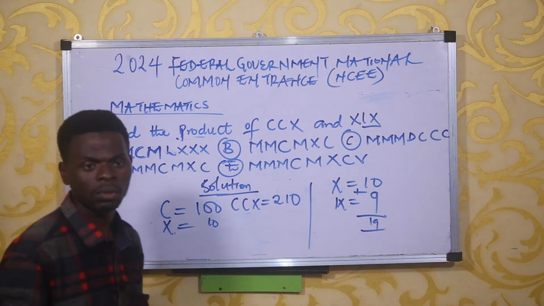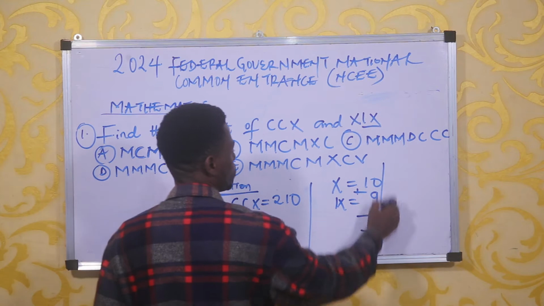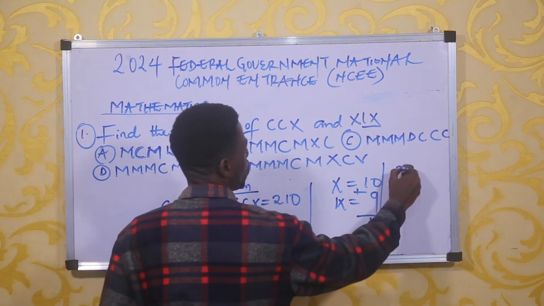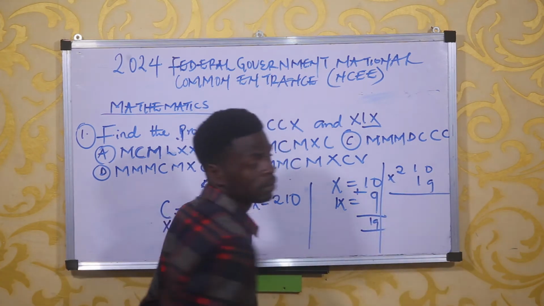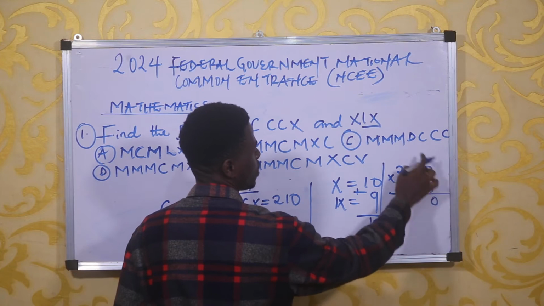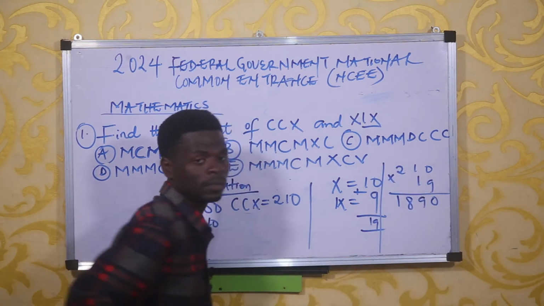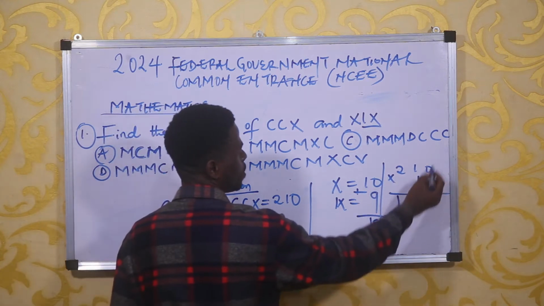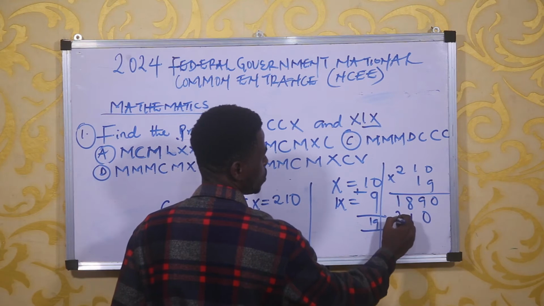When we say product, the product means multiplication. So let's multiply. That's 210 multiplied by 19. Take note of that. 9 times 0 will give us 0. 9 times 1 is 9. Then 9 times 2 is 18. Then this 1, we multiply this. 1 times 0 gives us 0. 1 times 1 is 1. Then 1 times 2 is 2.